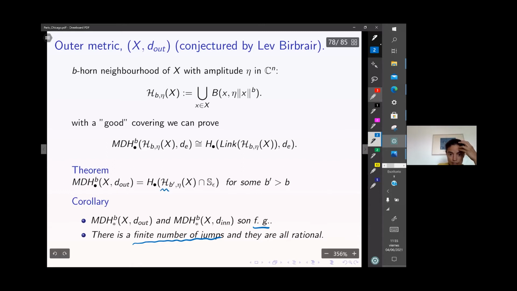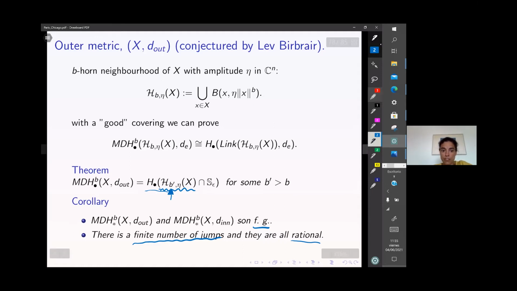Okay. And also we can see that there is a finite number of jumps, because if you study these sets in family, letting B prime vary, you see that this is definable in a certain o-minimal structure. You have Hardt's theorem, and you see that the topological type may only change a finite number of times, and this will be exactly the finite number of jumps, where this topology changes. And we also have that the jumps where this happens are rational.